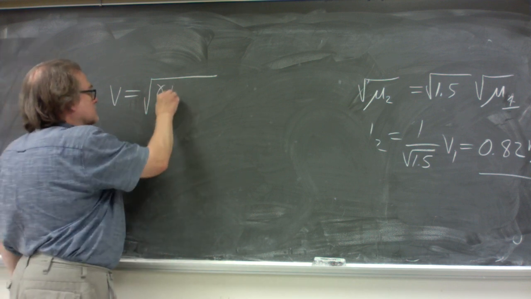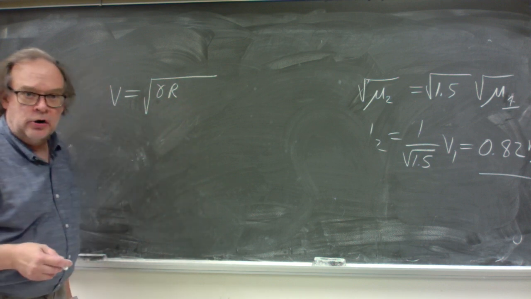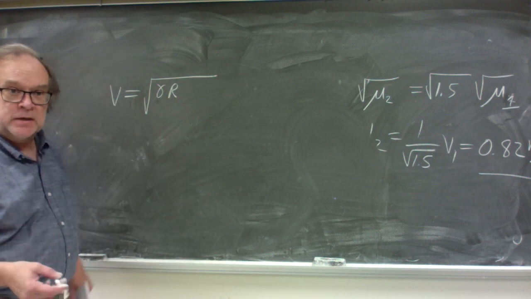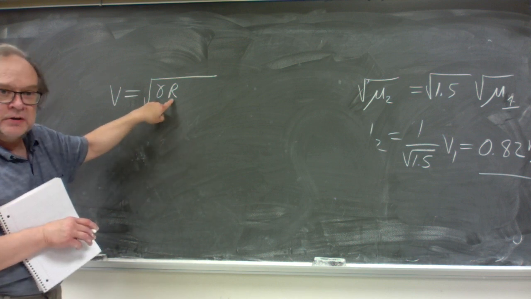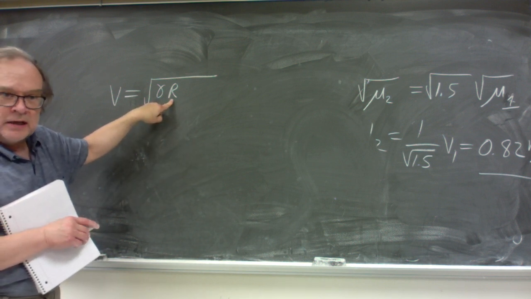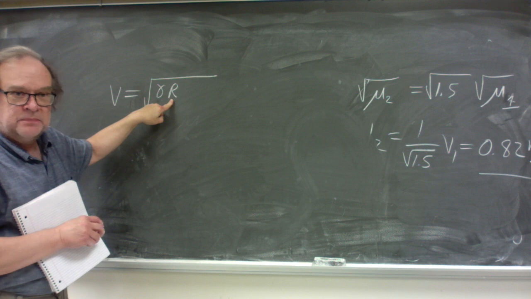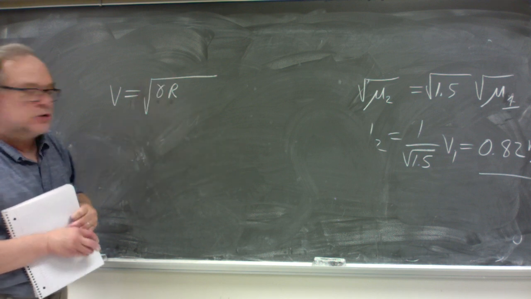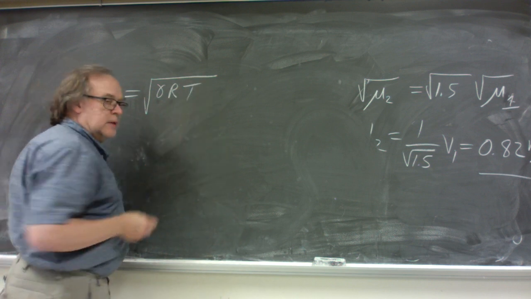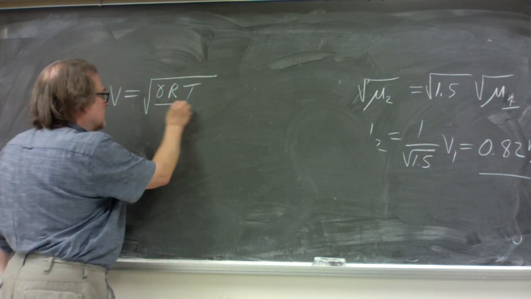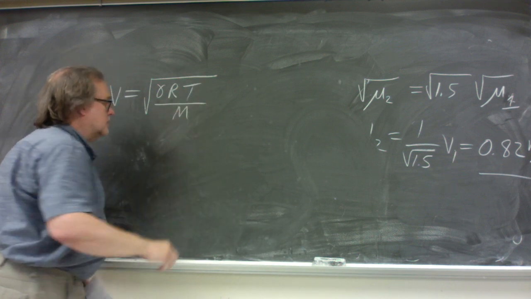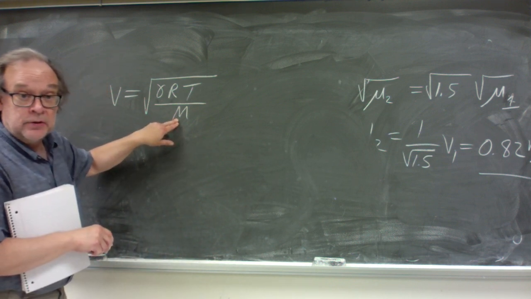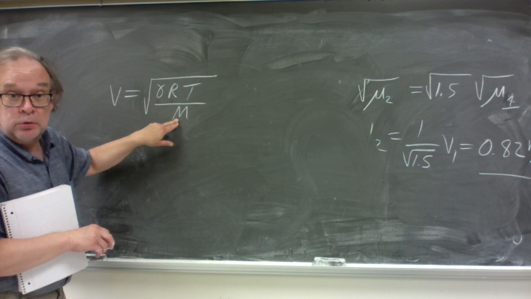times the R that you also see in the ideal gas law, same R that you saw in the old ideal gas law. Pressure times volume equals number of moles times R times temperature. And temperature is a factor. And then the molar mass down here in kilograms per mole.